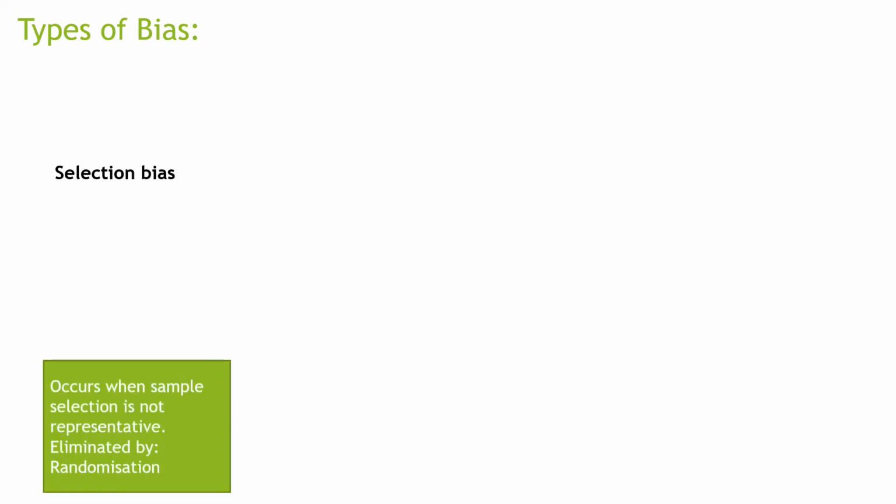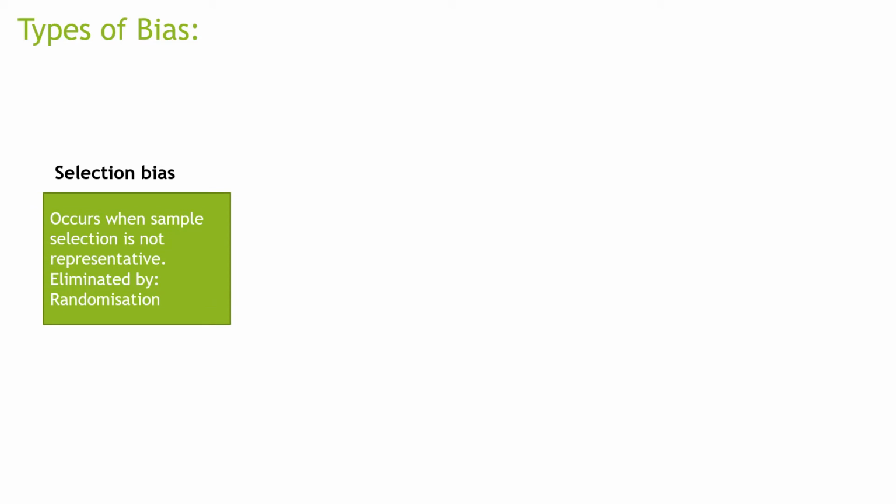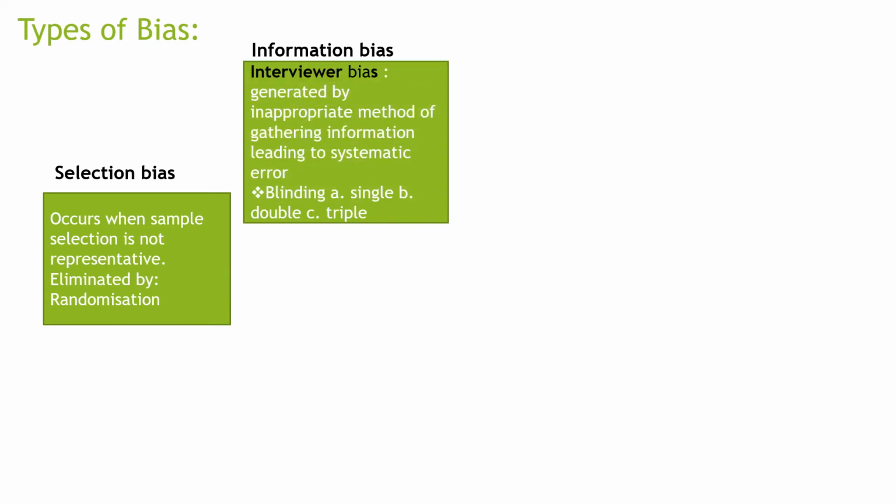Firstly, selection bias. This occurs when sample selection is not representative and it can be eliminated by randomization. Next is the information bias. It can be interviewer bias, which is generated by inappropriate method of gathering information leading to systematic error, and it is removed by using blinding method, which can be single, double or triple.